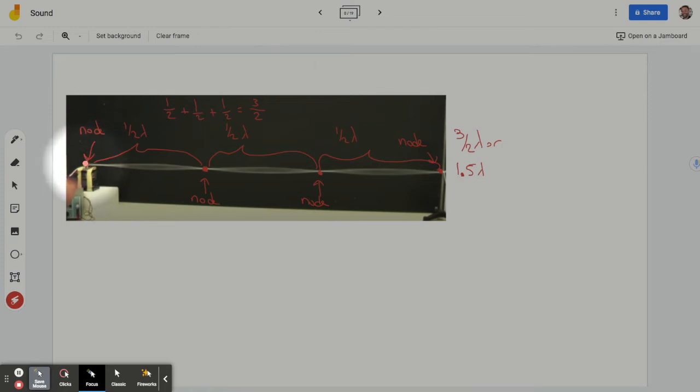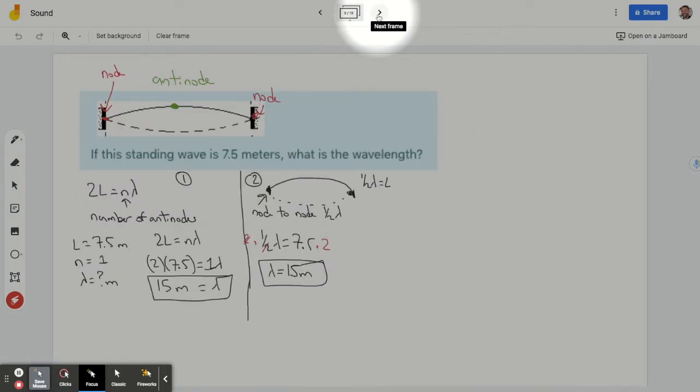We have these pulses coming from this frequency generator. It's creating constructive interference here and destructive interference here. These are called nodes where there's no movement. So remember, from node to node is a half a wavelength. So there's two equations that you can use. Let's use this one as an example.